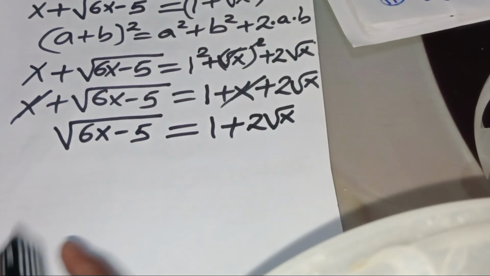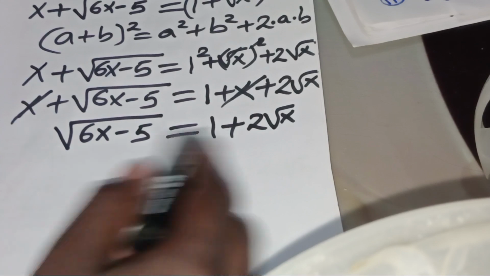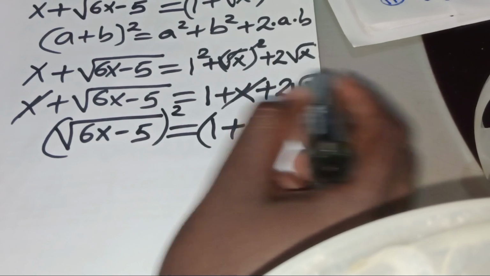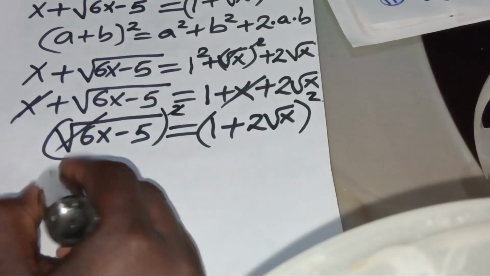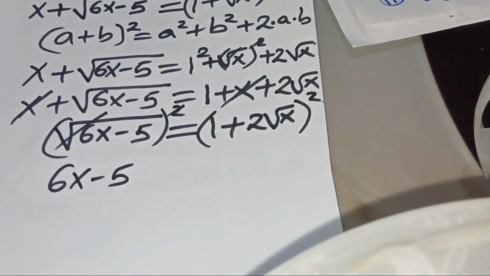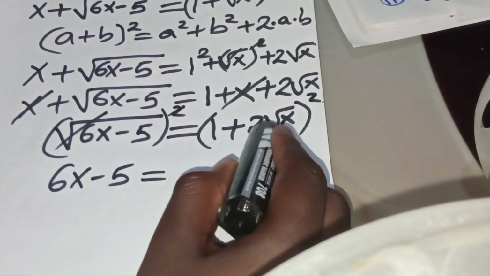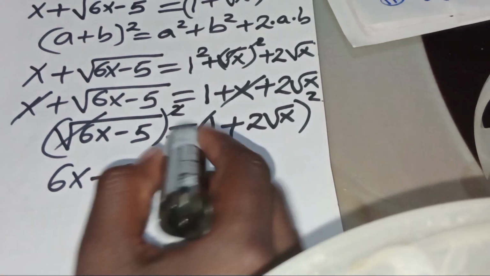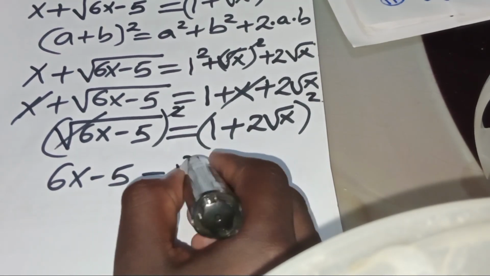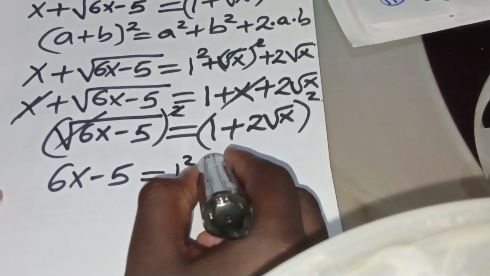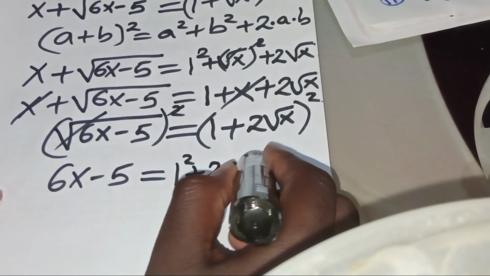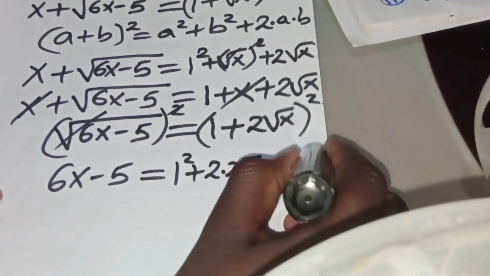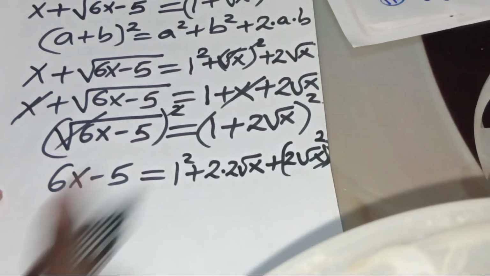Now from what we have here, again we square both sides. If you square both sides here, we will have 6x subtract 5 equal to 1 plus 2 square root of x squared, which is in the form of a plus b squared. Now we'll have 1 squared plus 2 times 2 square root of x, plus 2 square root of x raised to power 2.